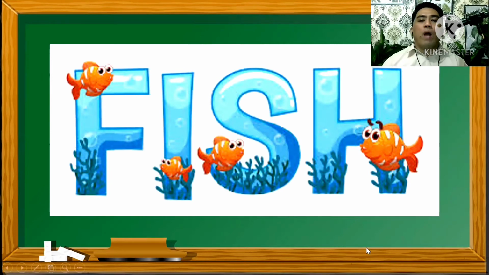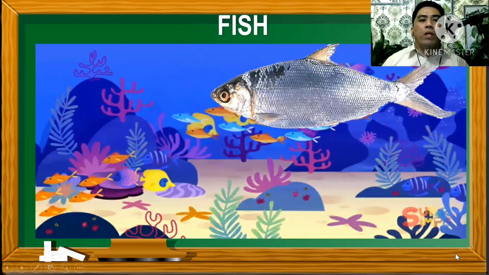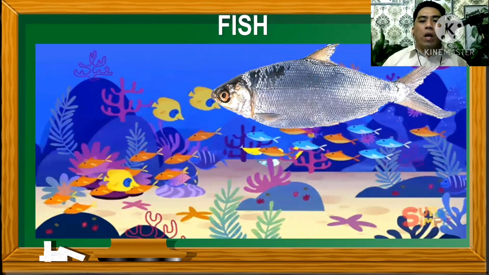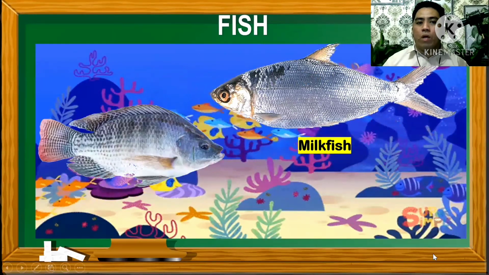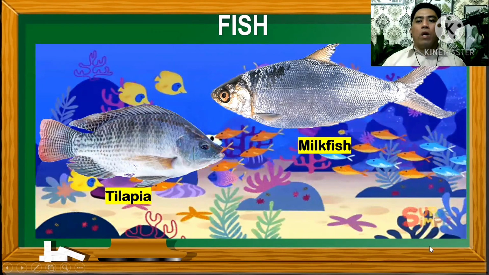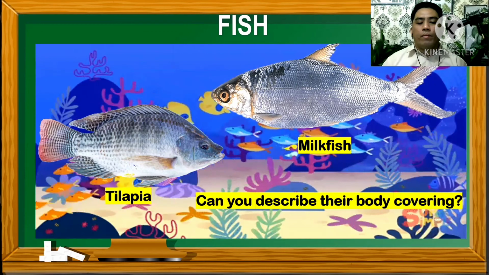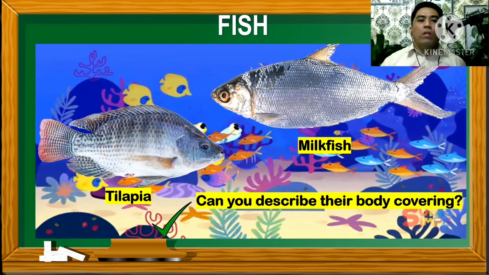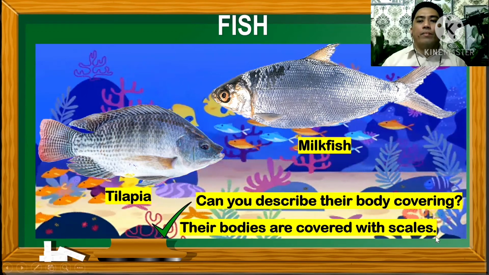Okay. So what are the characteristics of fish? Are you familiar with this animal? Yes, very good. It's a milkfish or bangus, and the tilapia or the St. Peter's fish. Can you describe their body covering? Okay, very good. Their bodies are covered with scales.